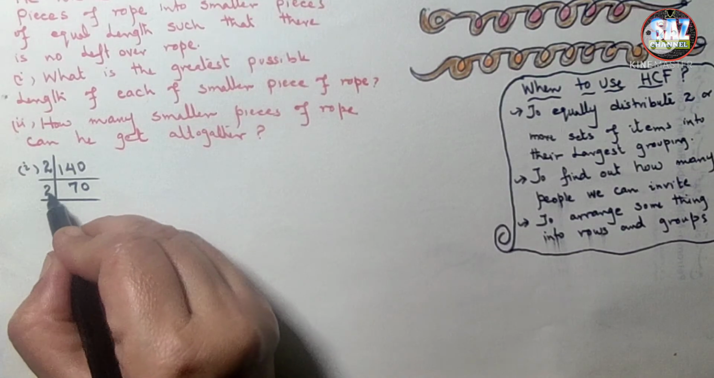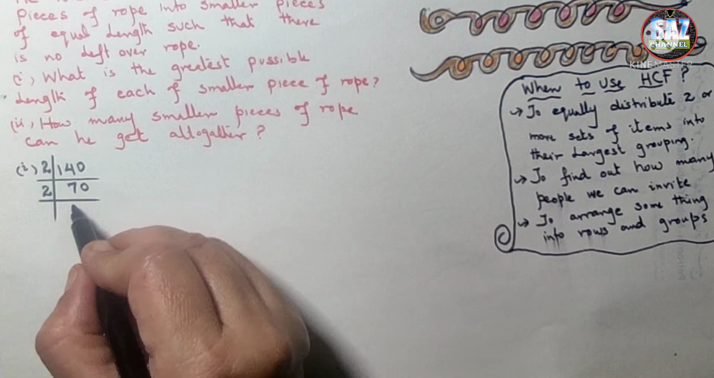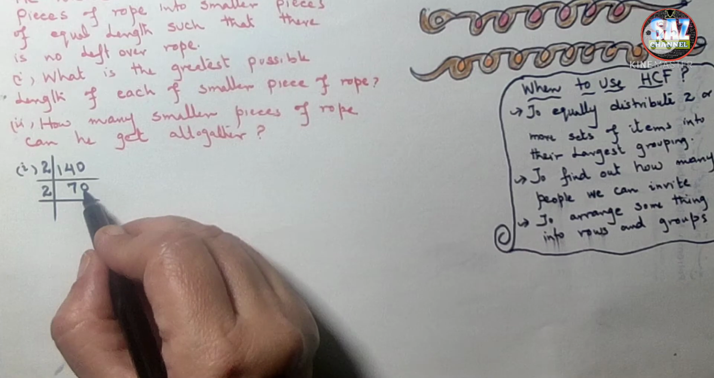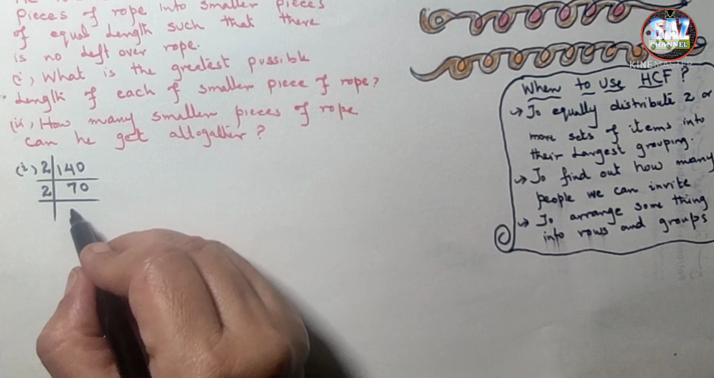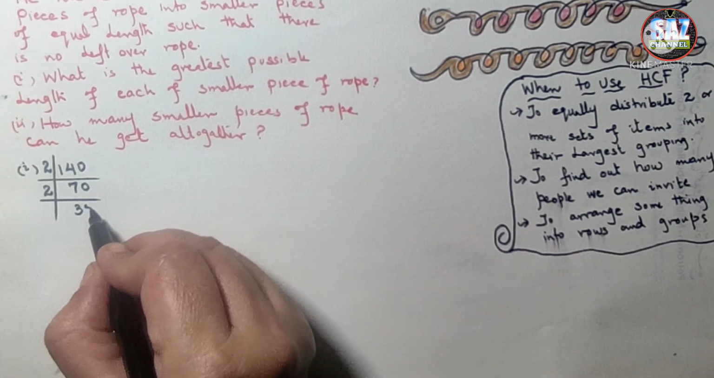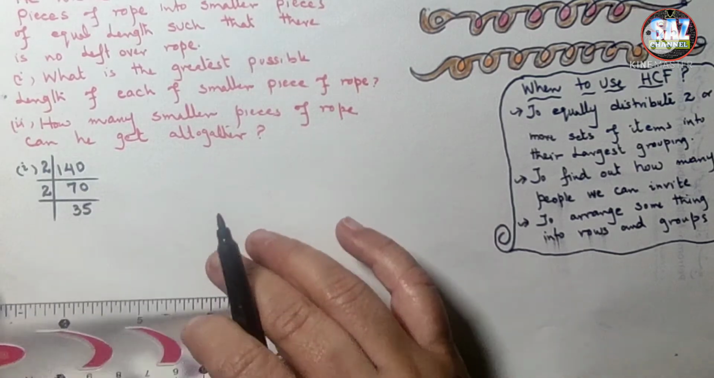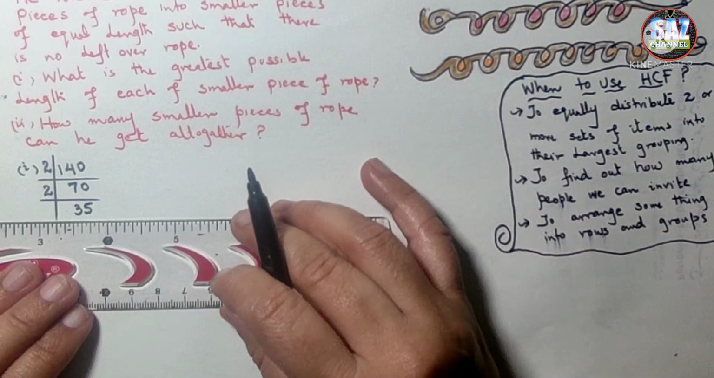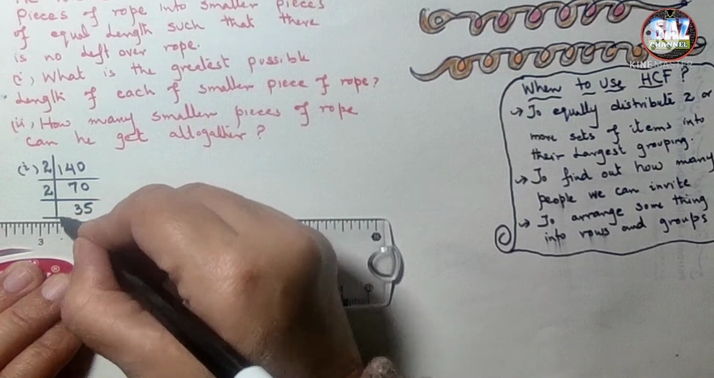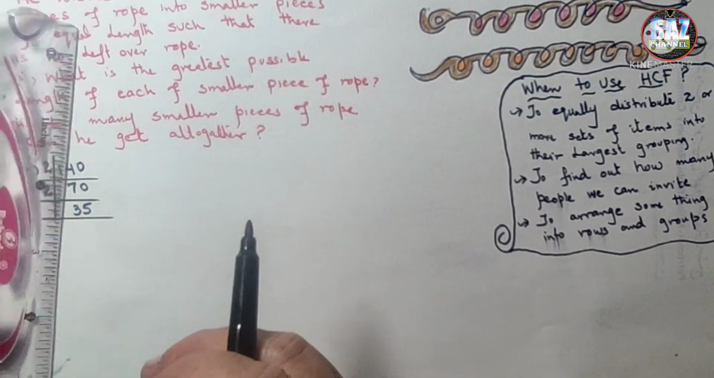Here you should have good command on tests of divisibility. As the last digit is 0, we can easily divide this number by 2. 2 how many times? 2 35 times. And now 5 plus 3 is 8, so I cannot divide this number by 2 and 3 both.